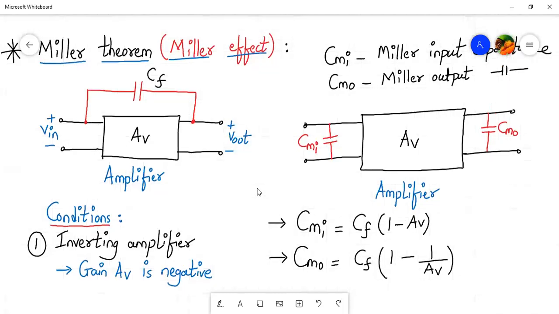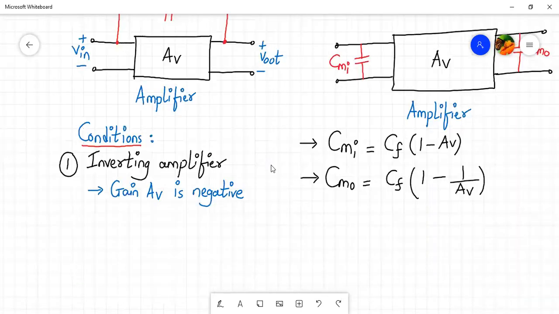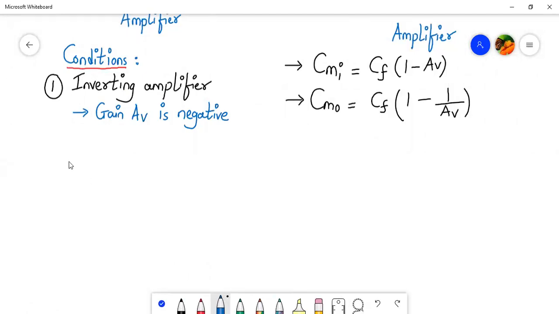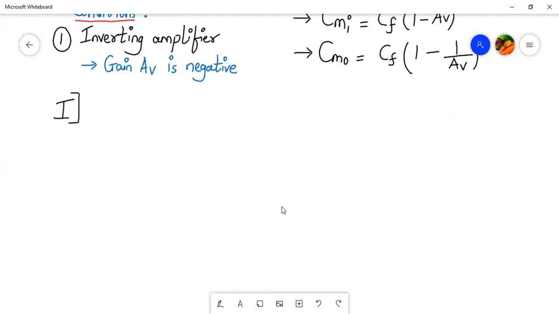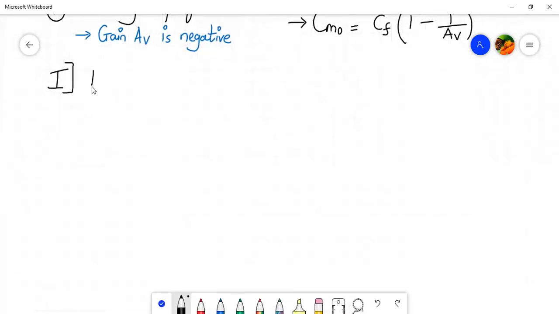Again, I repeat, Miller theorem: if there is a capacitor connected between the input and the output terminal, it can be split into two parts, one in the form of input Miller capacitance and one in the form of output Miller capacitance. So let's see the effect of the feedback capacitor CF on the input. Let's start with the first derivation. We'll write over here, effect of feedback capacitor CF on the input.